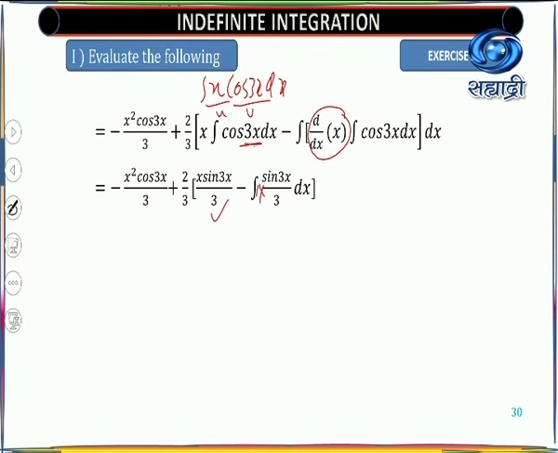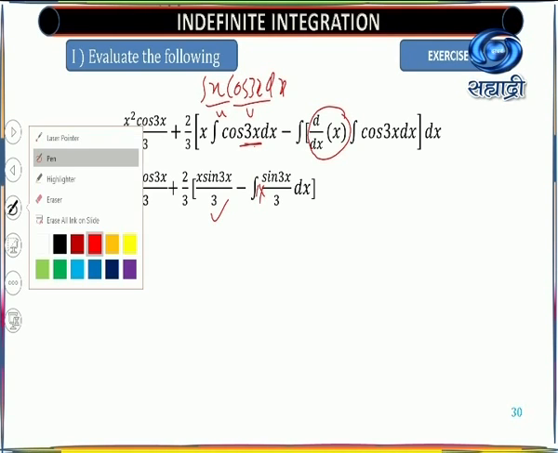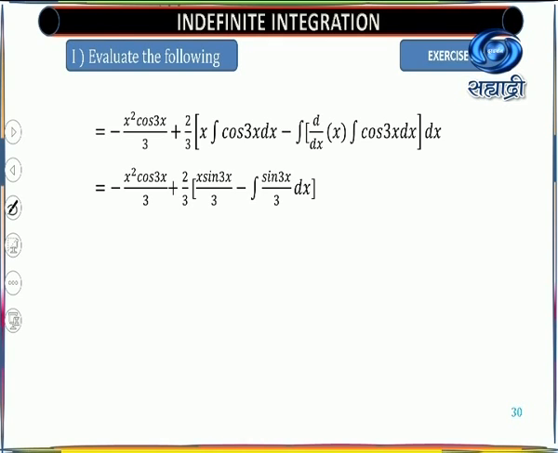Now 1 into sine 3x upon 3. Once you know that on both sides you are having 3, you take 3 out of the integral sign, as that is a constant. So what you will get, minus x square cos 3x upon 3 plus 2 upon 9 x sin 3x. Now minus plus is minus here, and 2 upon 3 you are able to multiply by this 3, so you will get 2 upon 9 integration of sin 3x dx.